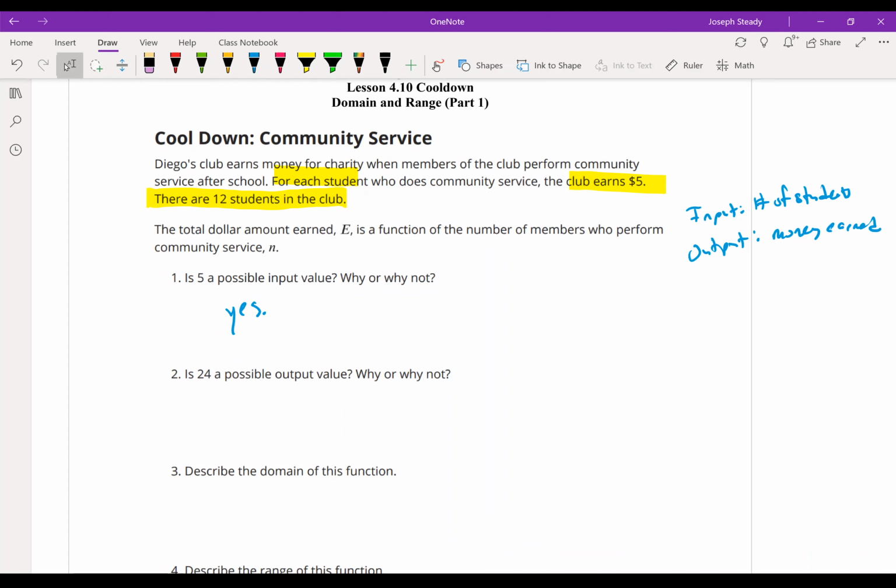Is 24 a possible output value? Well, we have to be careful here. We have to think about this, because I notice I can only earn $5 per student. So if I have, for example, 4 students, that means that I would earn $20. If I have 5 students, 5 times 5 gives me $25. So I jump right over $24 as an output. So this one's going to be a no.